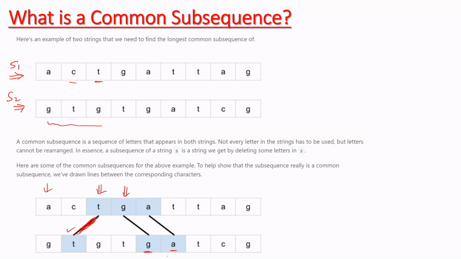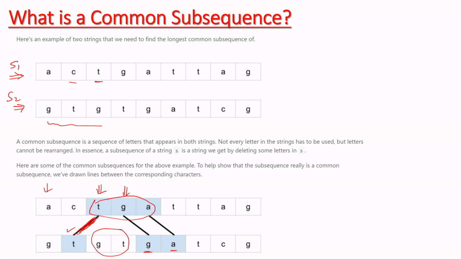A common subsequence is a sequence of letters that appears in both strings. Not every letter in the strings has to be used, but the letters cannot be rearranged. In essence, a subsequence of a string S is a string we get by deleting some letters. So if we delete this letter from the string, then we will get TGA, and that is what we have in the first string.